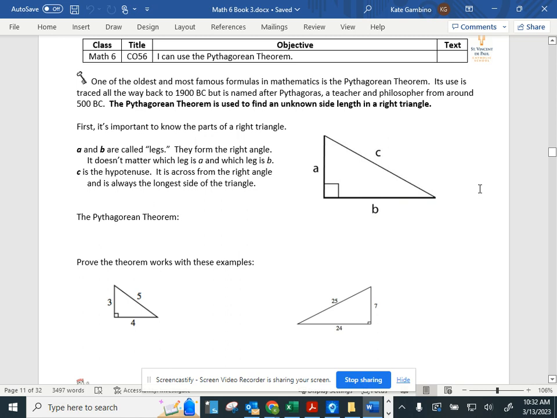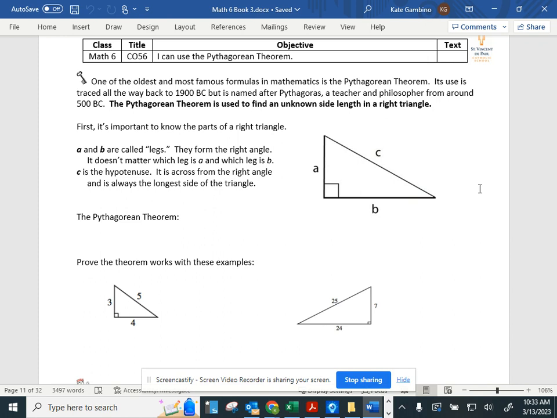Good morning. Today we are continuing on with those angles and sides and triangles and quadrilaterals. We are working on CO56. I can use the Pythagorean theorem. The Pythagorean theorem is more higher level. Some of what we've been learning was a review from 5th grade. Some of it was new. This is something that we are going to take with us for math for years to come. You need to understand the Pythagorean theorem.